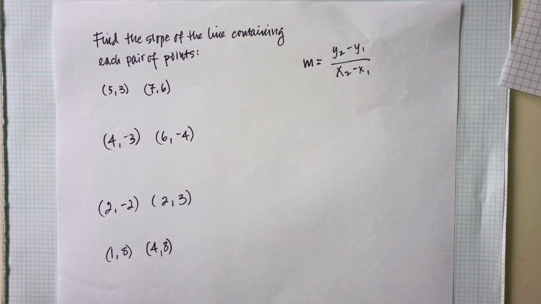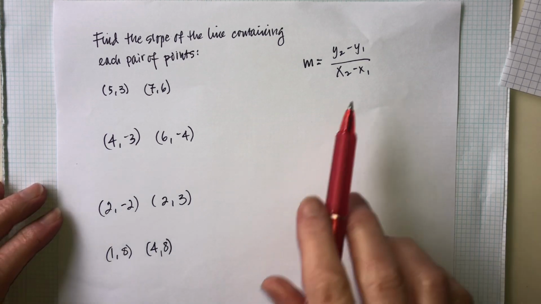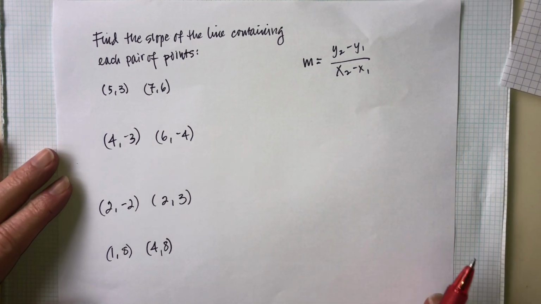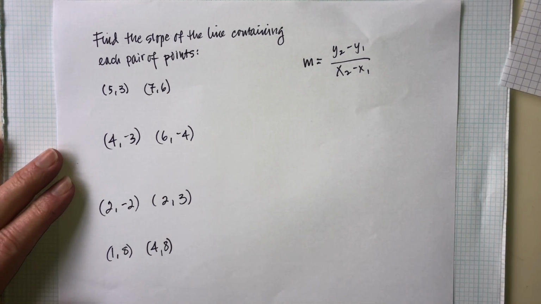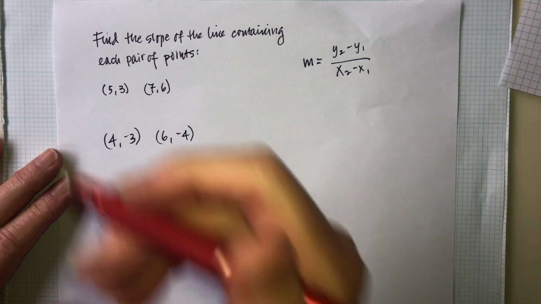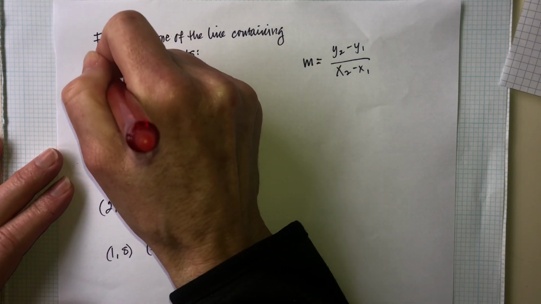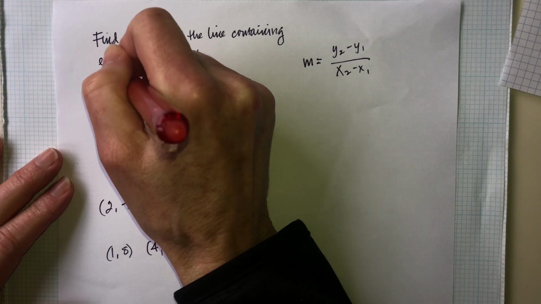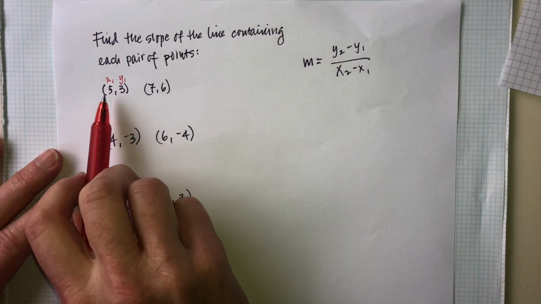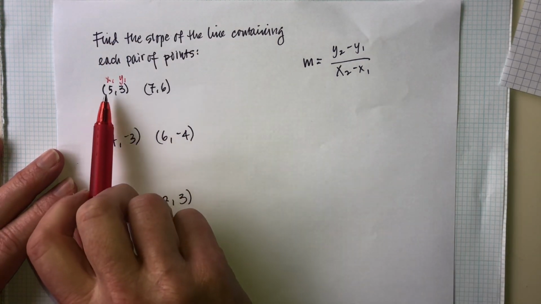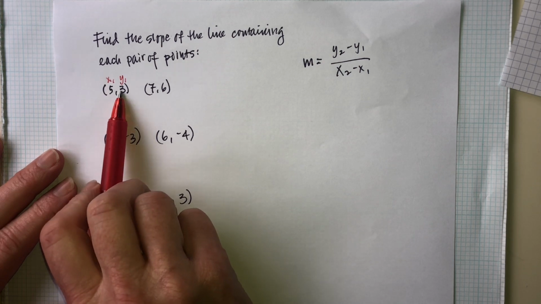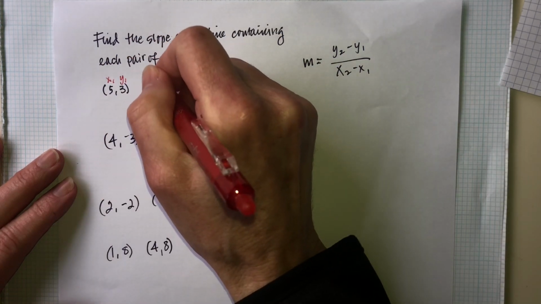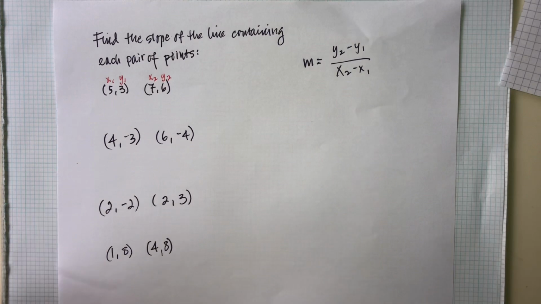So it's super helpful when you're doing these to label the points before you plug them into the formula. At some point you may decide you don't need to do the labeling anymore, but when you're first starting out, I really recommend this because it's so important to get everything in the correct spot. So x1, y1, x2, y2. And now I'm going to fill that into the formula.